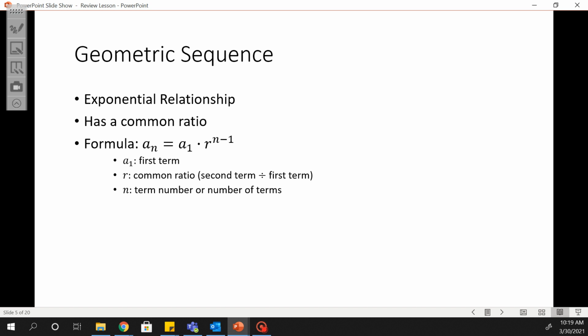Another type of sequence would be geometric, which has an exponential relationship, which is multiplication. It has a common ratio, which is a number that you're multiplying to go from one term to the next term. The formula that defines the sequence: an is equal to a1 times r to the n minus 1, where a1 is the first term, r is the common ratio, which you can find by dividing the second term by the first term, and n is the term number or number of terms.